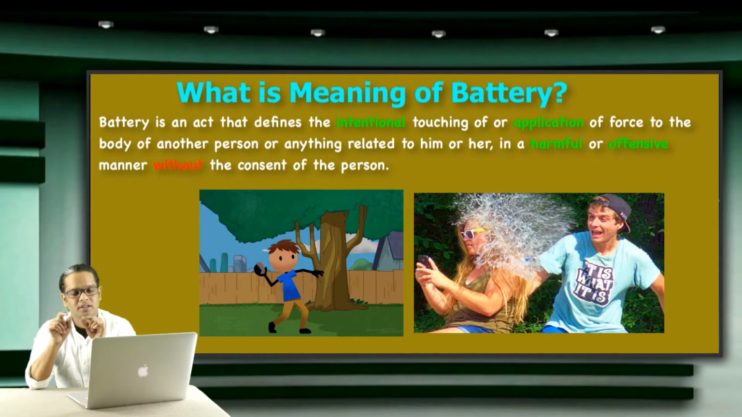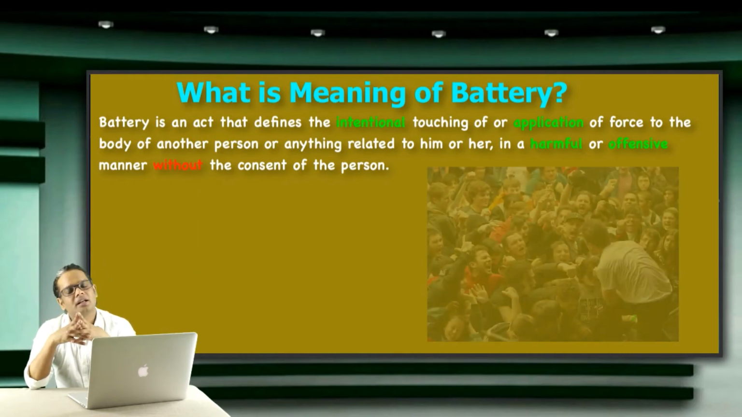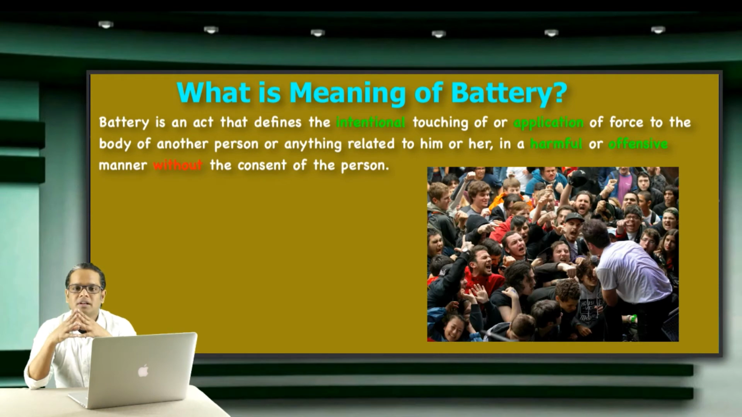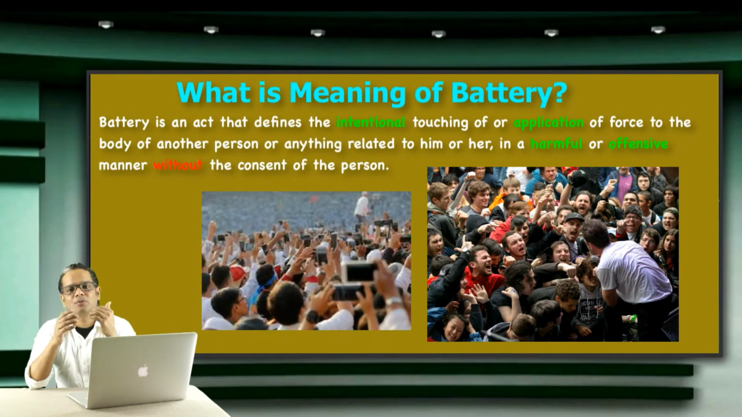So, that is battery. Another example: in a crowd you might hurt someone, but neither was it your intention nor in your knowledge, because the crowd was so dense that while passing you might hurt someone through your body. That is not battery, because it happened because of the circumstance. That action won't be considered under battery.